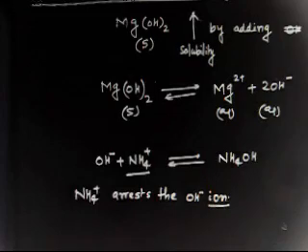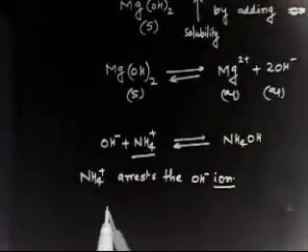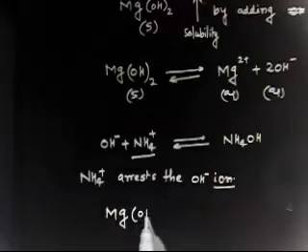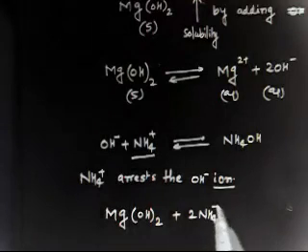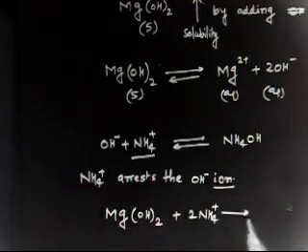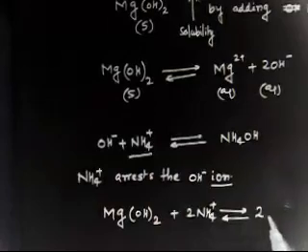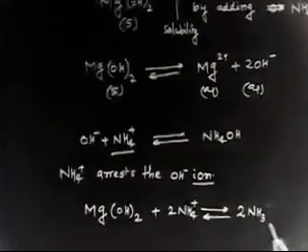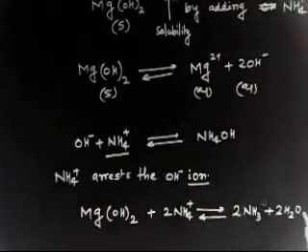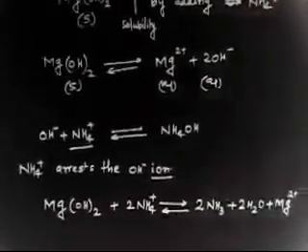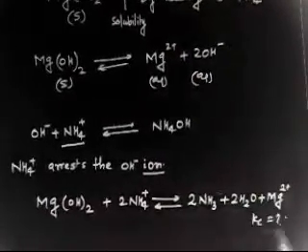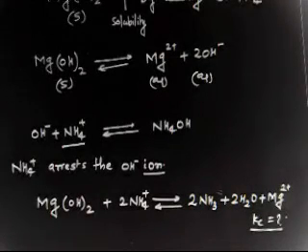Now the question says calculate the Kc for this reaction. Mg(OH)2 plus 2NH4+ gives 2NH3 plus 2H2O plus Mg2+. Are you getting it or not? So we have to calculate the Kc for this reaction. I can take the help of the above reaction, so let me wait for some time so that you can find the Kc for this reaction.